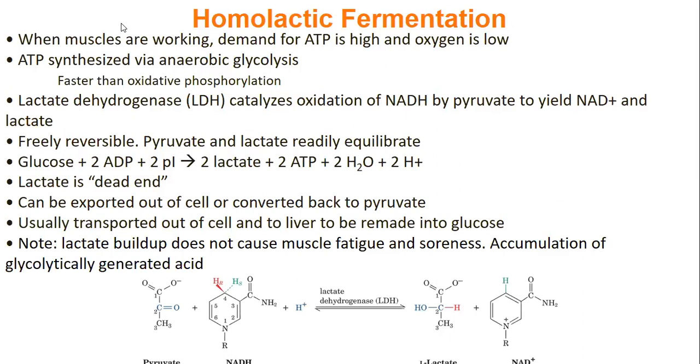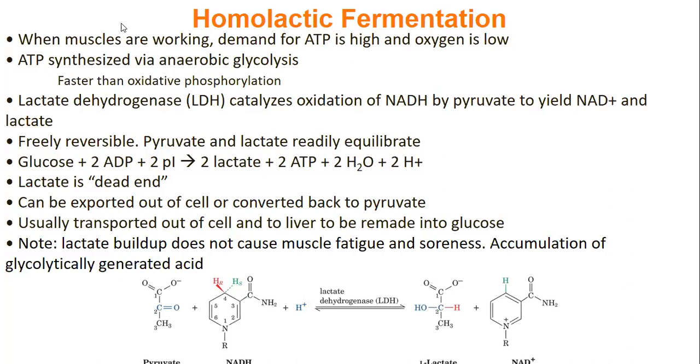Basically, this slide has a lot of what I just said. Muscles are working, demand for ATP is high, therefore oxygen is low. We can make ATP via glycolysis. This is way faster than oxidative phosphorylation. So when we're working, this is the way to go. The enzyme that does this is lactate dehydrogenase.